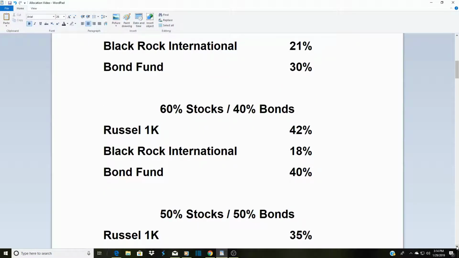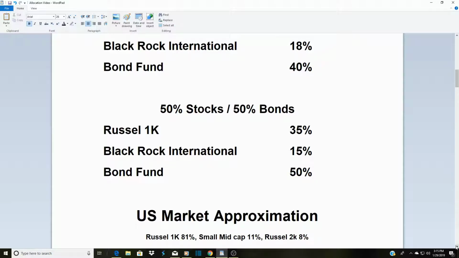Next up, we have a 60-40 stock bond portfolio. So your bond portion, we're just using the bond fund at 40%. You take 60 times 0.7. You get 42% for your Russell 1000. You take 60 minus 42, that gives you your remainder of 18%, and that goes into BlackRock International. And I'm just using round numbers here. So whatever asset allocation you did determine from the first video, it could be any number. So this one could be 52% stocks, 48% bonds.